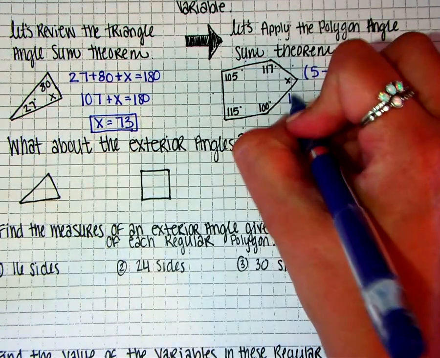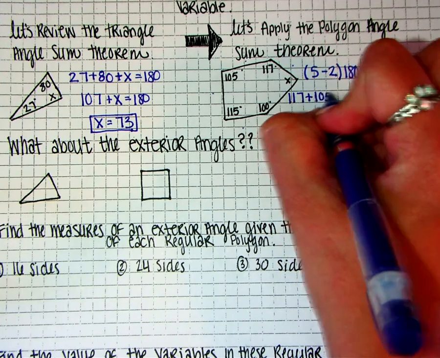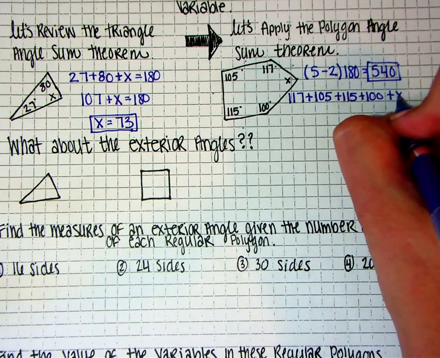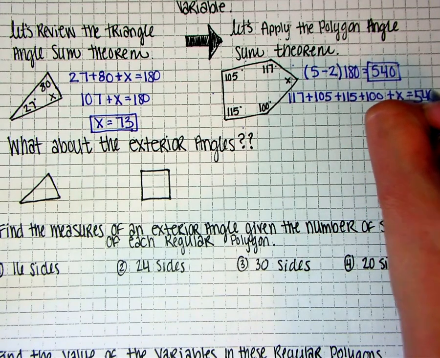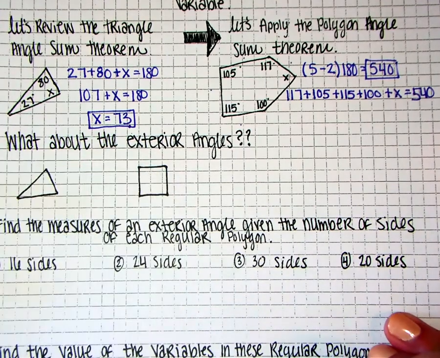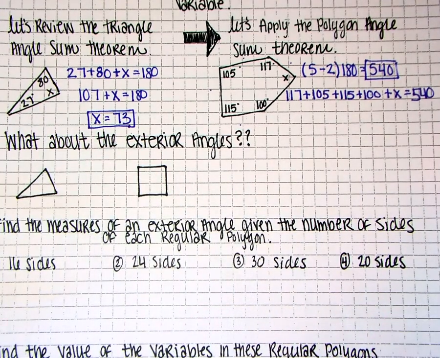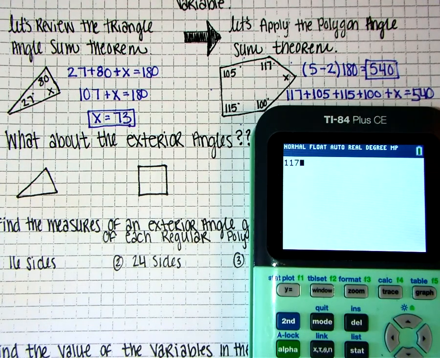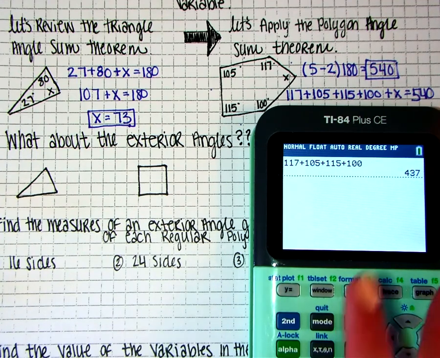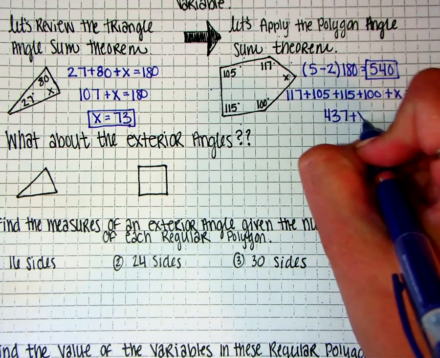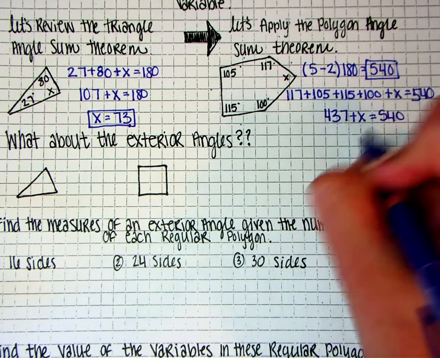So I'm going to do 117 plus 105 plus 115 plus 100 plus x equals 540. We're just using the polygon angle sum theorem now instead of the triangle angle sum theorem. Same idea. Mathematically, it's the exact same. 117 plus 105 plus 115 plus 100 is 437. So 437 plus x equals 540.